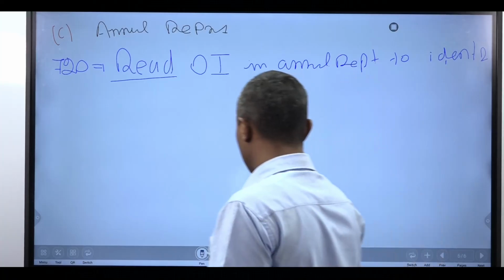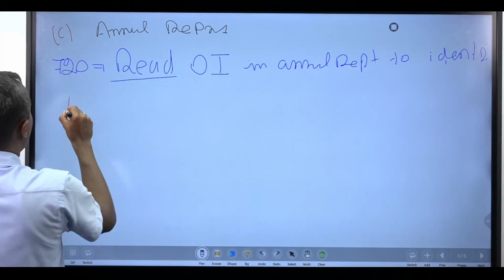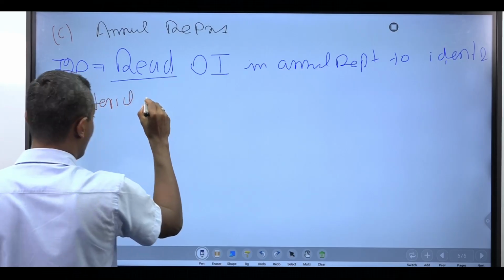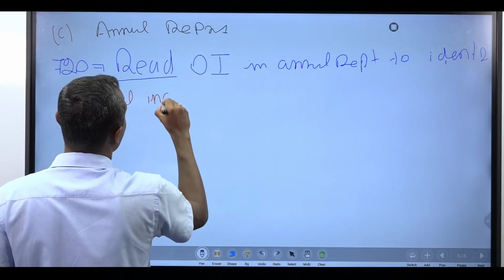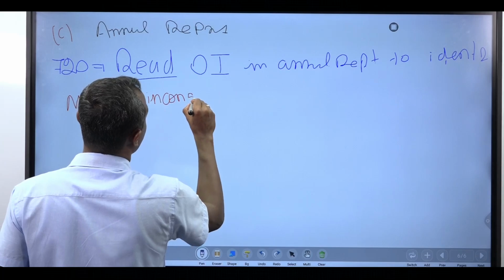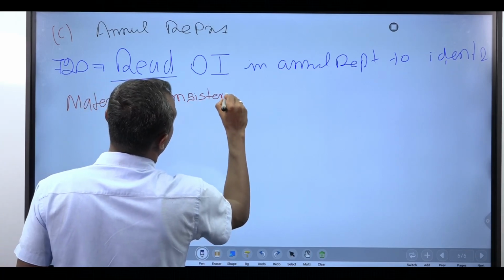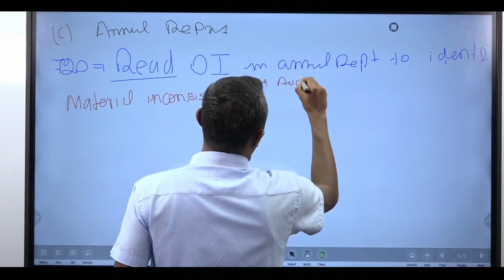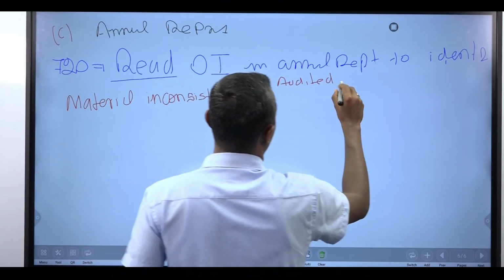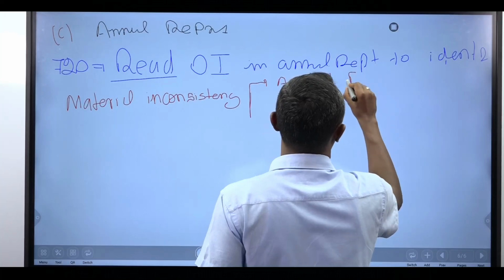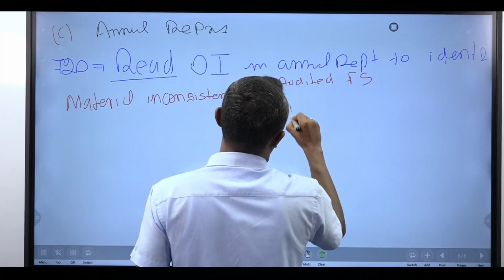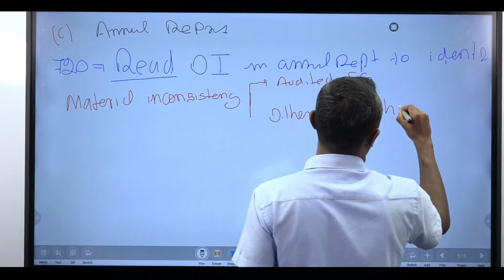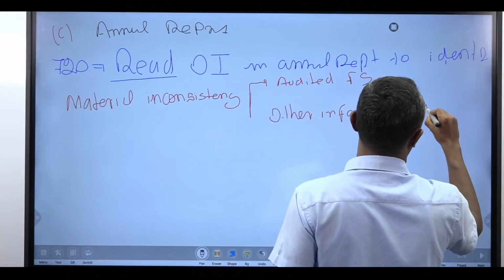Identify what? If there is a material inconsistency. That's the key word in this answer. Material, not uncertainty, material inconsistency. There is a difference between the two. Inconsistency between what? Between audited financial information, that is your P&L sales, like in my example, and other information. For example, the chairman's report talks about the revenue increase in my example.